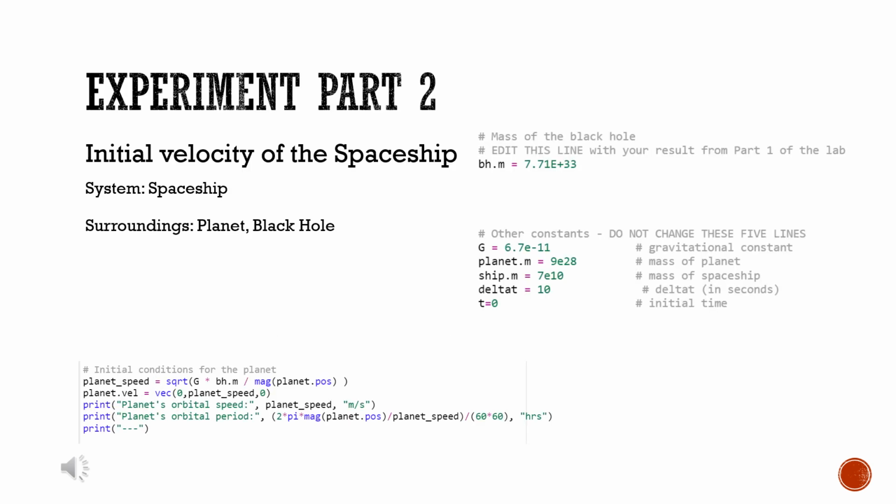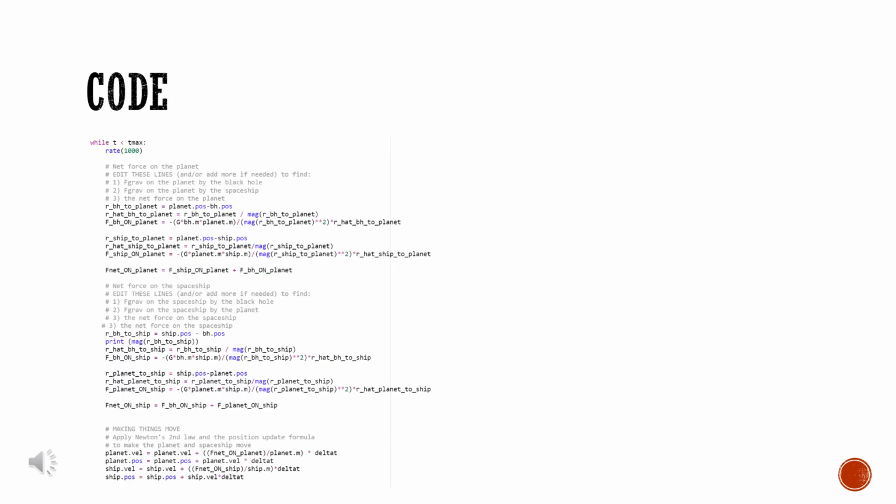So for experiment part 2, we'll be finding the initial velocity of the spaceship as well as the shortest distance of the spaceship towards the black hole. The system includes the spaceship and the surroundings will be the planet and the black hole, and the picture shows other initial conditions of the experiment. The code below incorporates conditions to avoid crashes, such as getting too close to the black hole and crashing into the planet. The trajectories that we calculated further provide insights into how the black hole affects the spaceship, and we can see the ship speed that we chose and the different forces that act on it.